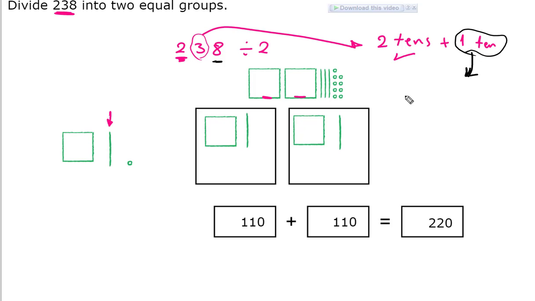The question now: 1 ten equals how many ones? 1 ten equals 10 ones. And we have another 8 ones. So in all, 10 plus 8 ones, the number of ones. So how many ones do we have? 18 ones.